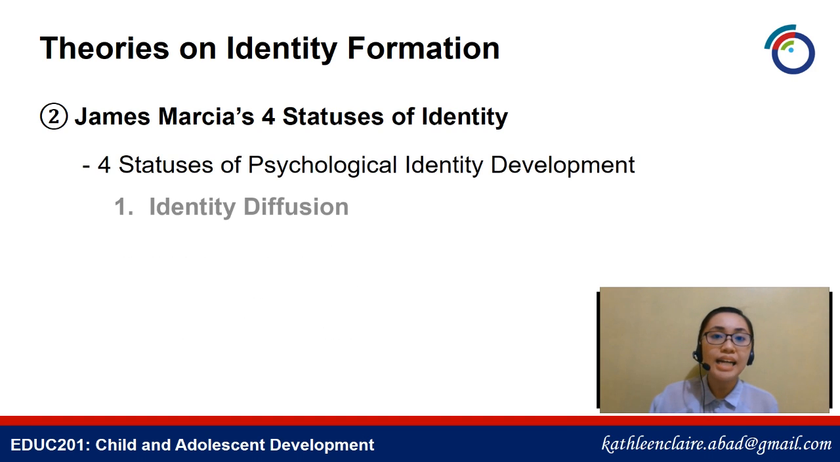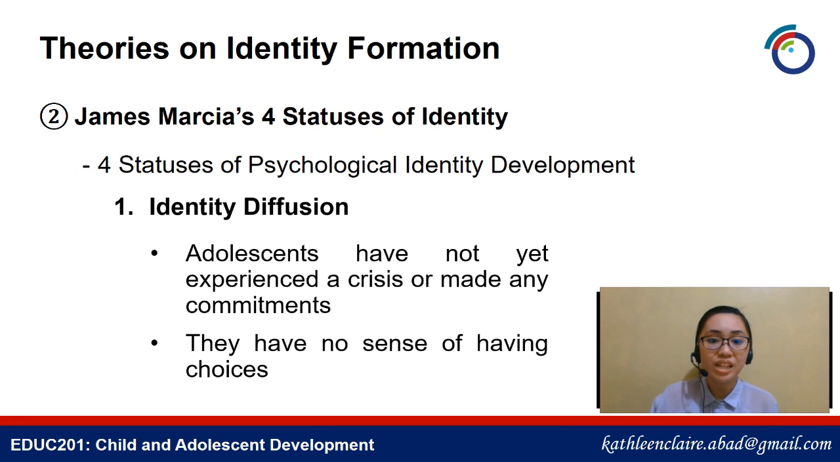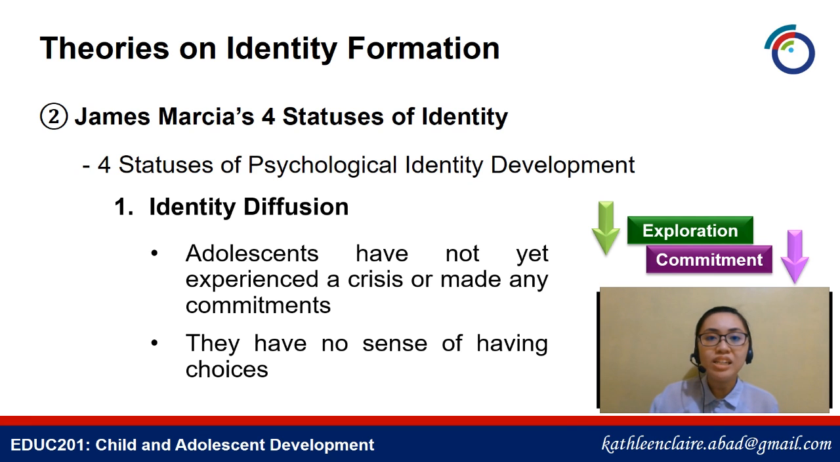So, first is the identity diffusion. So, this is defined by adolescents that have not yet experienced a crisis or made any commitments. Okay? Wala pa silang sense of having choices. So, this is also characterized by low level of exploration and low level of commitment. So, basically, hindi pa sila masyadong exposed sa totoong buhay. So, therefore, hindi din sila nakakapag-commit to a certain thing or decision.